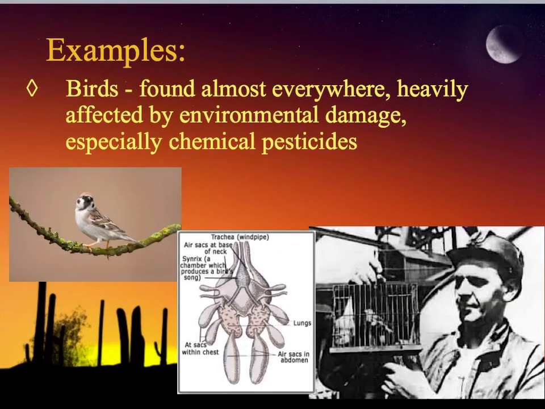Oftentimes birds, especially those that are widespread, are easily affected by environmental damage or chemical pesticides, and so birds are kind of our first to show signs of environmental change or damage, and we look to them as indicator species. The northern spotted owl, which we've already talked about, is an indicator species here in the Northwest for the health of old-growth forests.